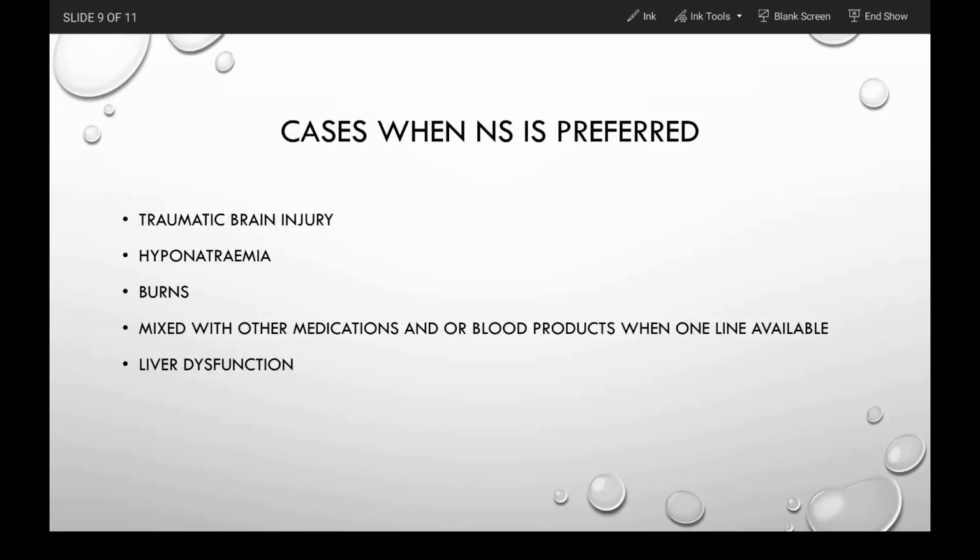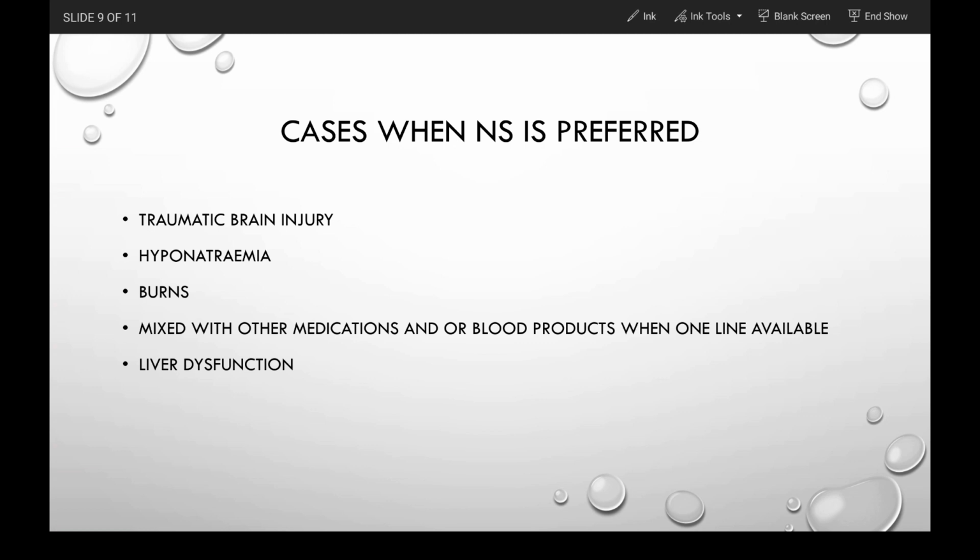As for cases of hyponatremia, normal saline can help with hyponatremia. Burns as well, normal saline is preferred over lactated ringers. And when it's mixed with other medications and/or blood products, when there's one line available, because lactated ringers has calcium, and there is a concern about calcium reacting with some other medications or blood products and precipitating in the blood.